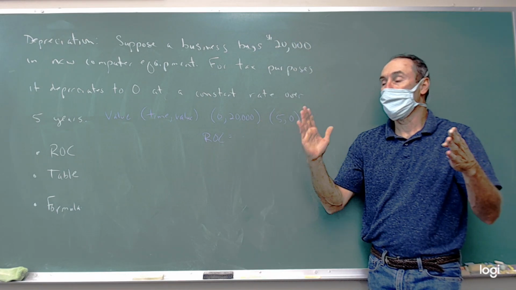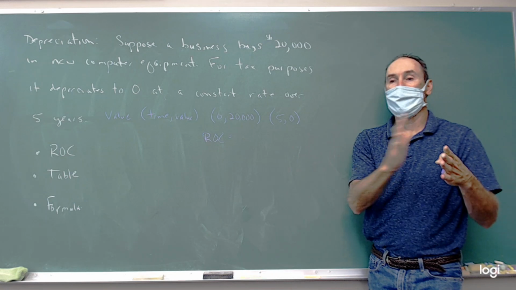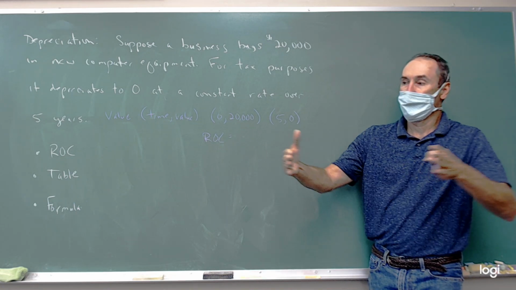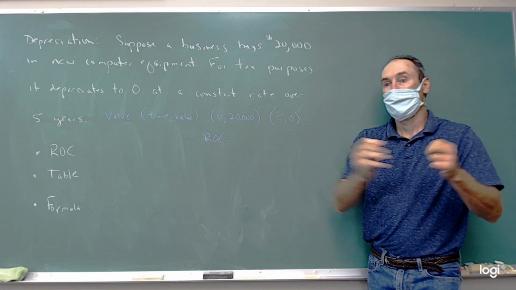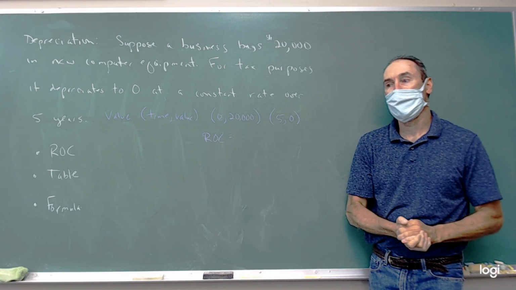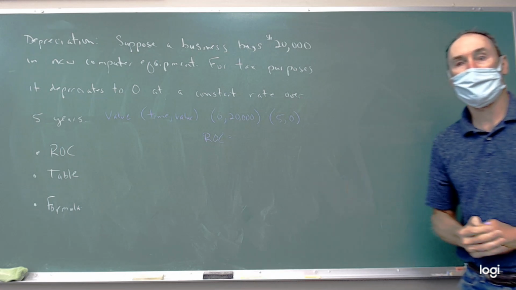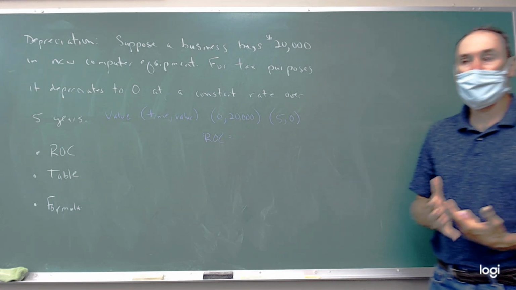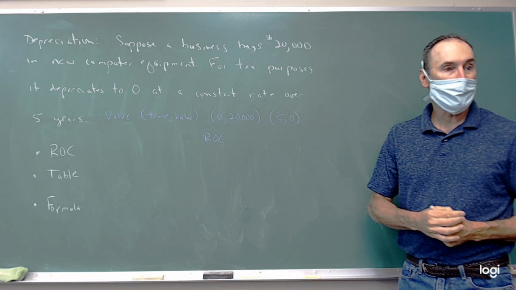And so then they can use that as a deduction, how much value it lost each year until it zeroes out. And then theoretically, they would have to replace it with something new and the process starts over again. So even though in actuality it probably isn't linear, for tax purposes it usually is.